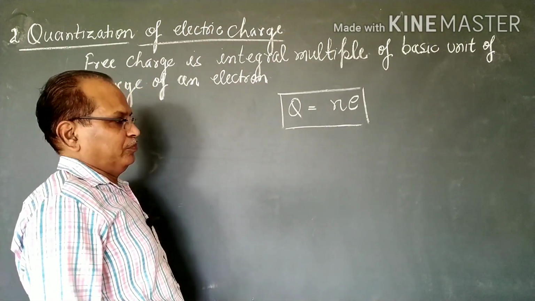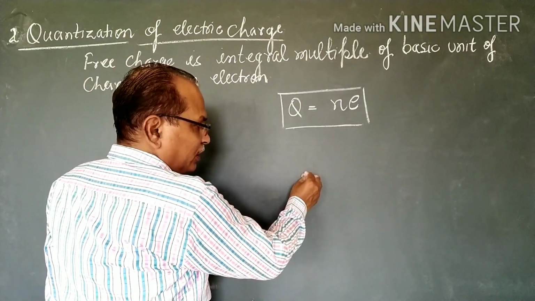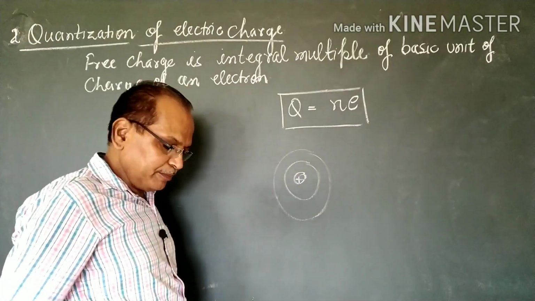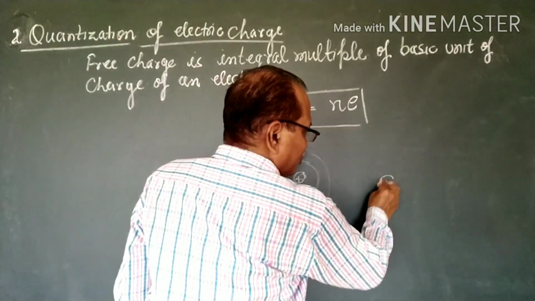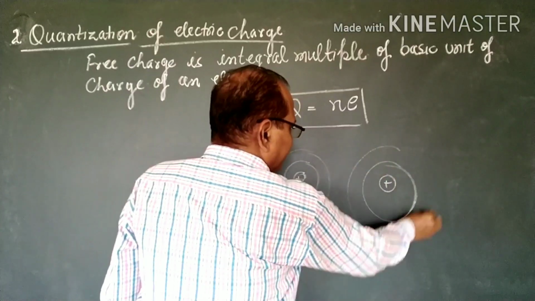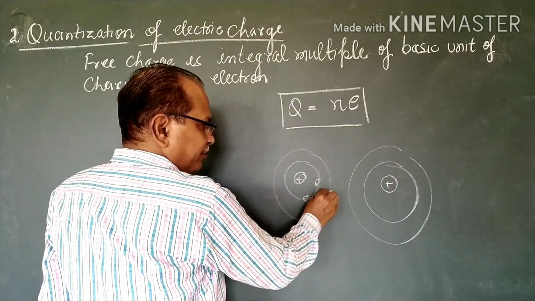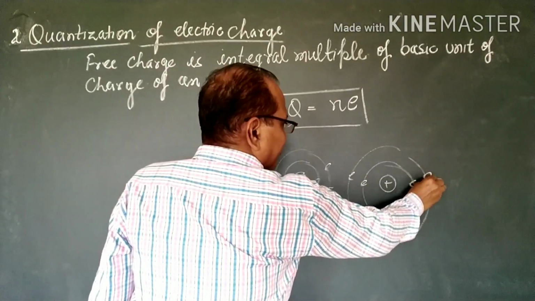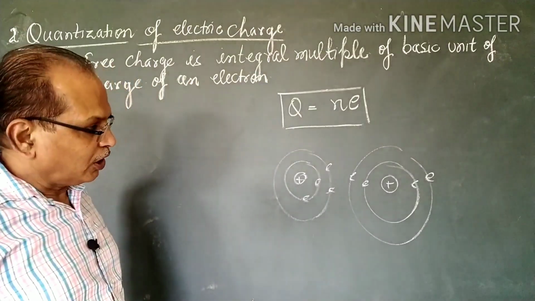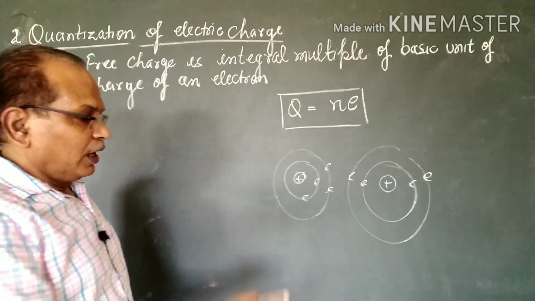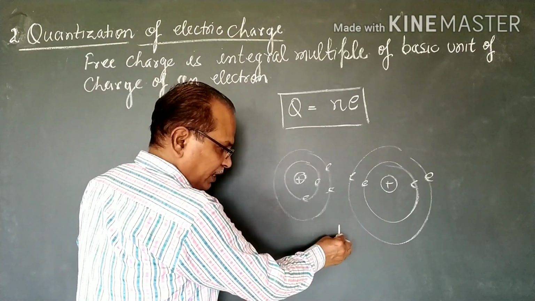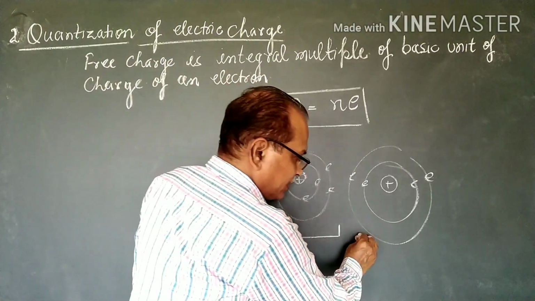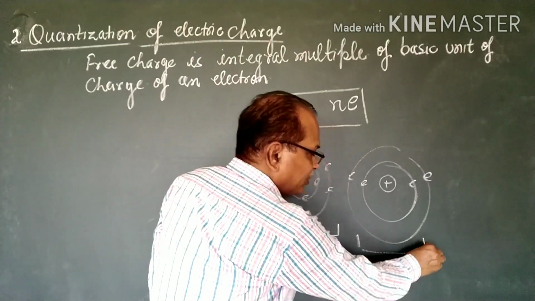For example, let us consider two atoms. This is atom 1 and this is atom 2. Electrons are here on the orbit. Now, at present, this is atom 1, it is electrically neutral. This is the second atom, this is also electrically neutral.